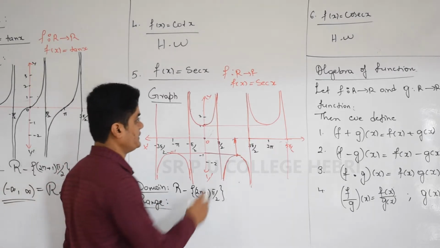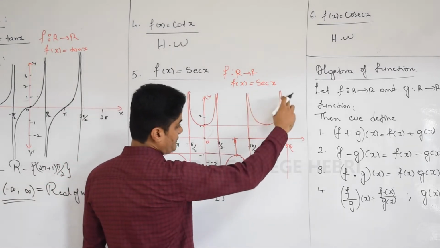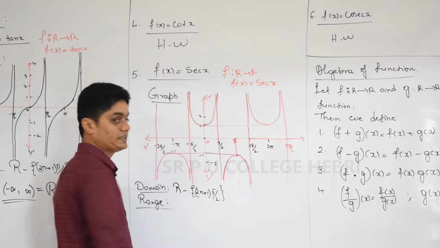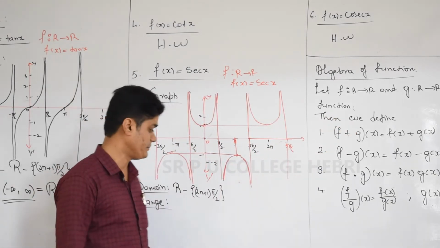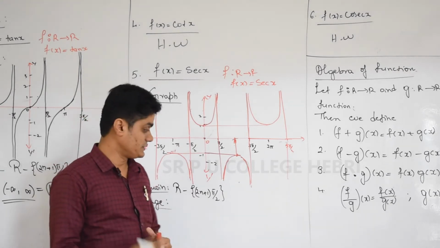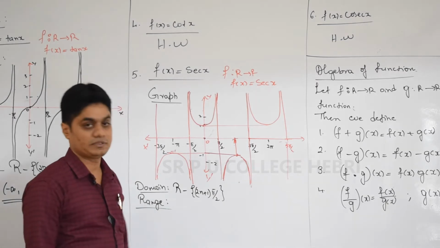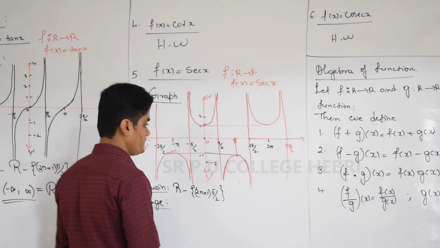Observe carefully: pi by 2, 3 pi by 2, 5 pi by 2, minus pi by 2, minus 3 pi by 2, minus 7 pi by 2, plus 7 pi by 2. At every odd multiple of pi by 2, the secant function does not exist. So if the output does not exist, the input is not allowed. So the domain is R minus (2n plus 1) pi by 2. And what is the range?